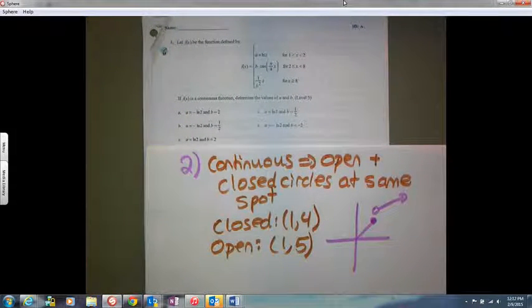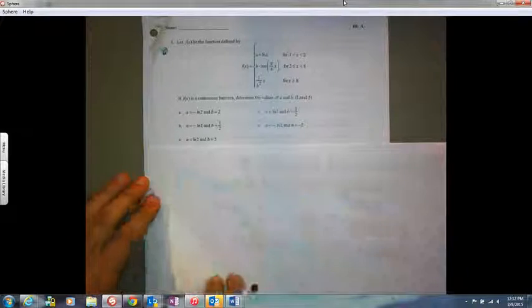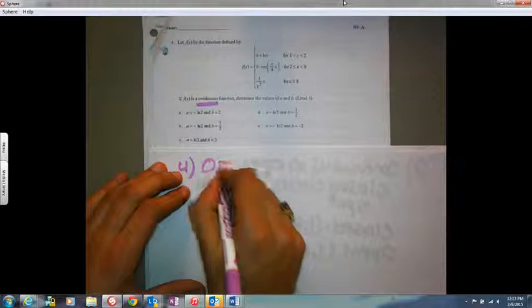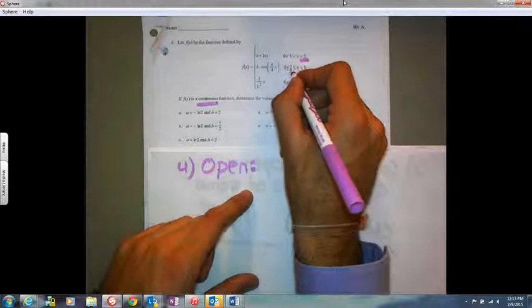So number 4 is a level 5 question. It is tough, but it's doable. So on number 4, again, if a function is continuous, all that means is that the open and closed circles are at the exact same spot. That's what we mean. So on number 4, we've got some open circles. Where? Well, there's an open circle here and a closed circle here. So let's deal with that.